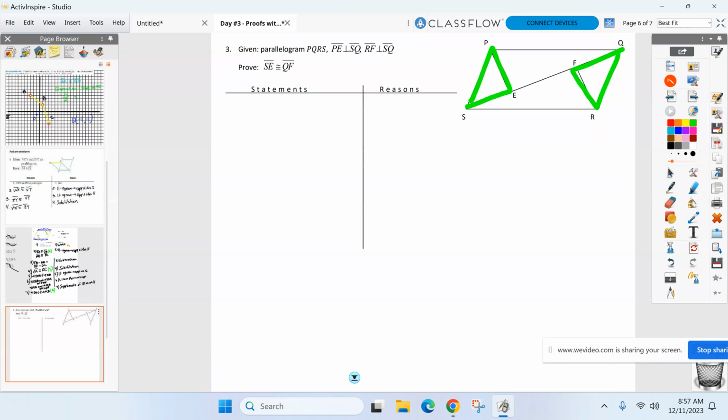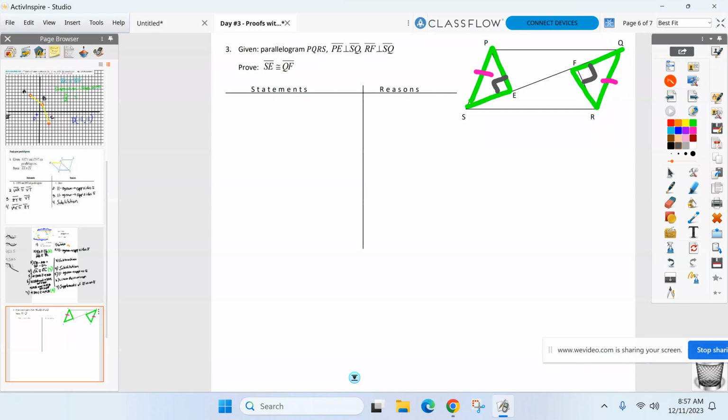Okay, here we go. We should have had the following at least. PS congruent to QR, parallelogram implies opposite sides congruent. And we should have used our givens to say angle PES and angle QFR are right angles, and then saying they're congruent. Use your givens. They're there for you to use, not to overlook. So those are the two you should have automatically had. Any questions there?